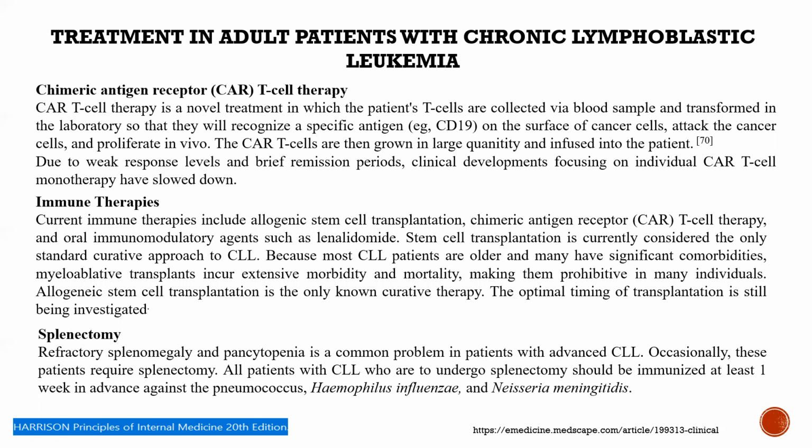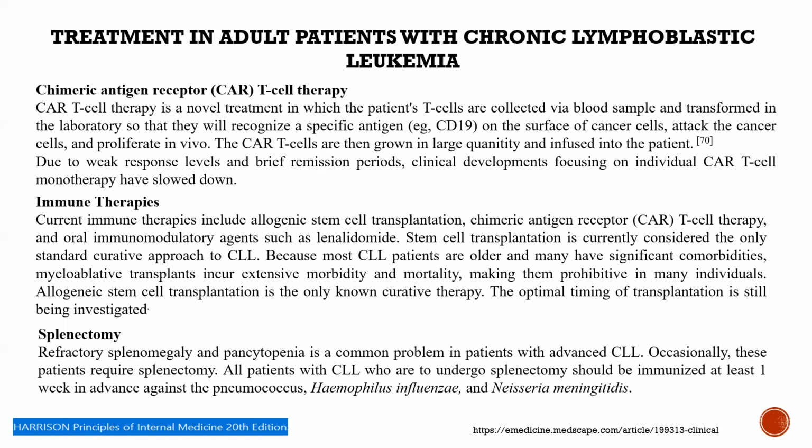Because most patients are older and may have significant comorbidities, myeloablative transplants incur extensive morbidity and mortality, making them prohibitive in many individuals. Allogeneic stem cell transplant is the only known curative therapy. The optimal timing of transplantation is still being investigated.